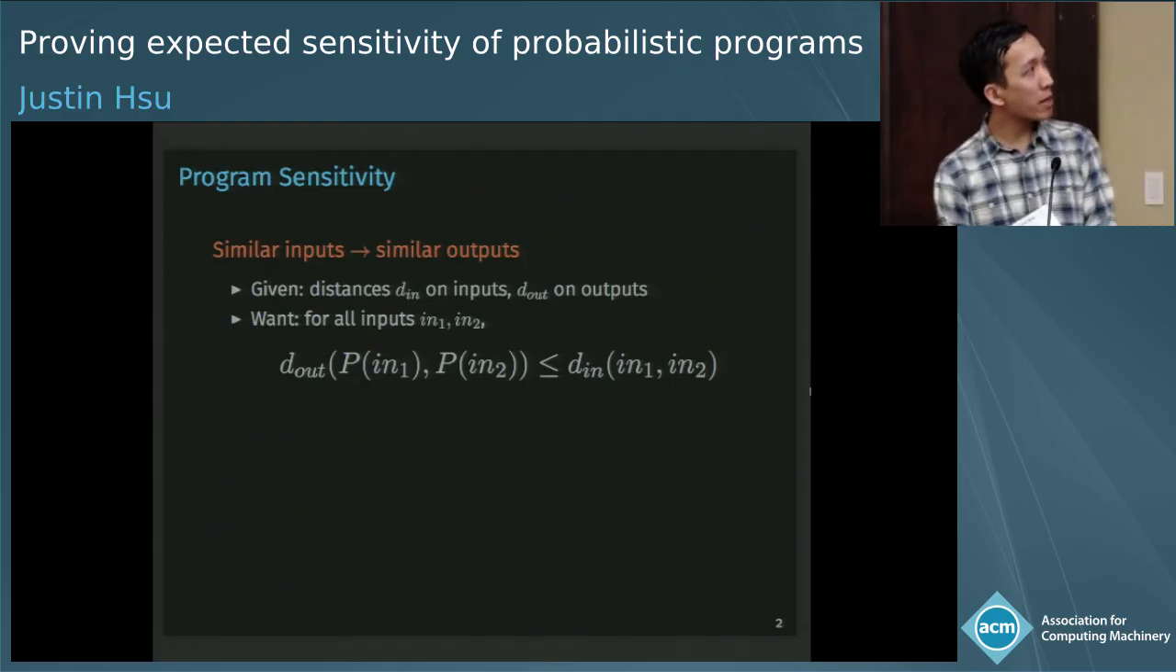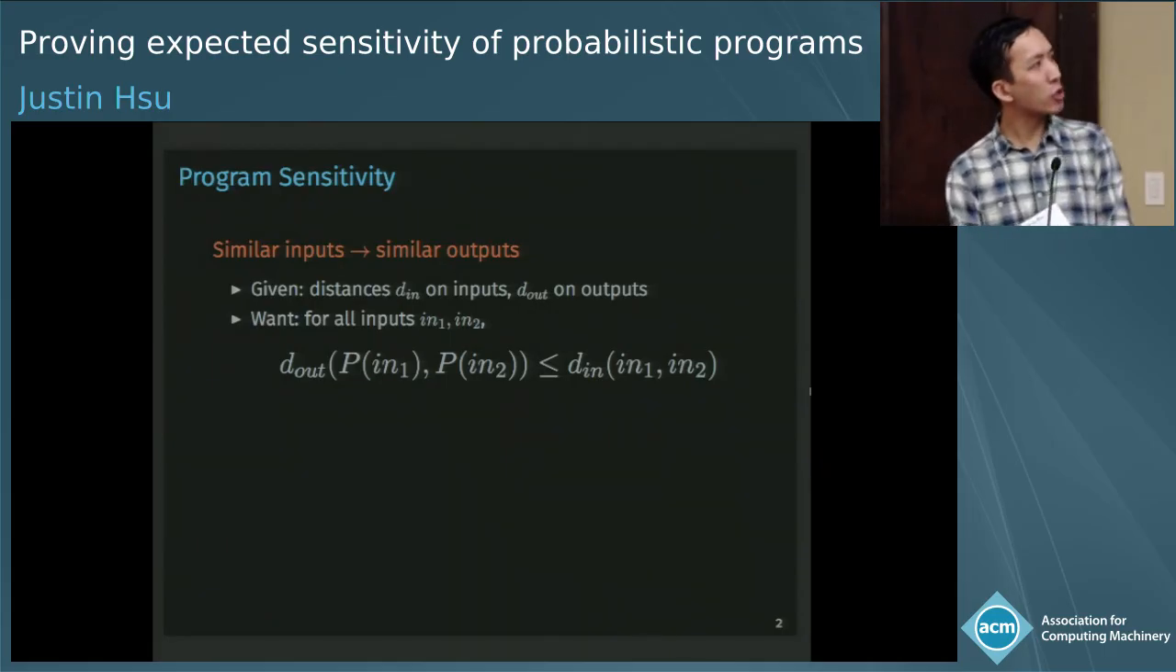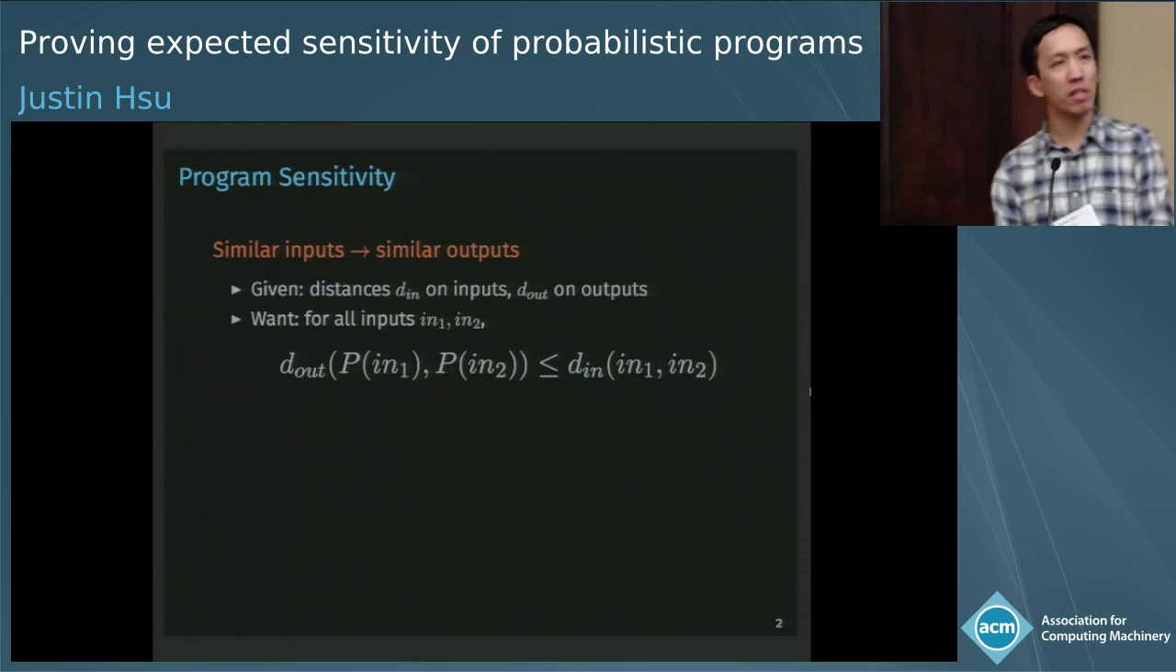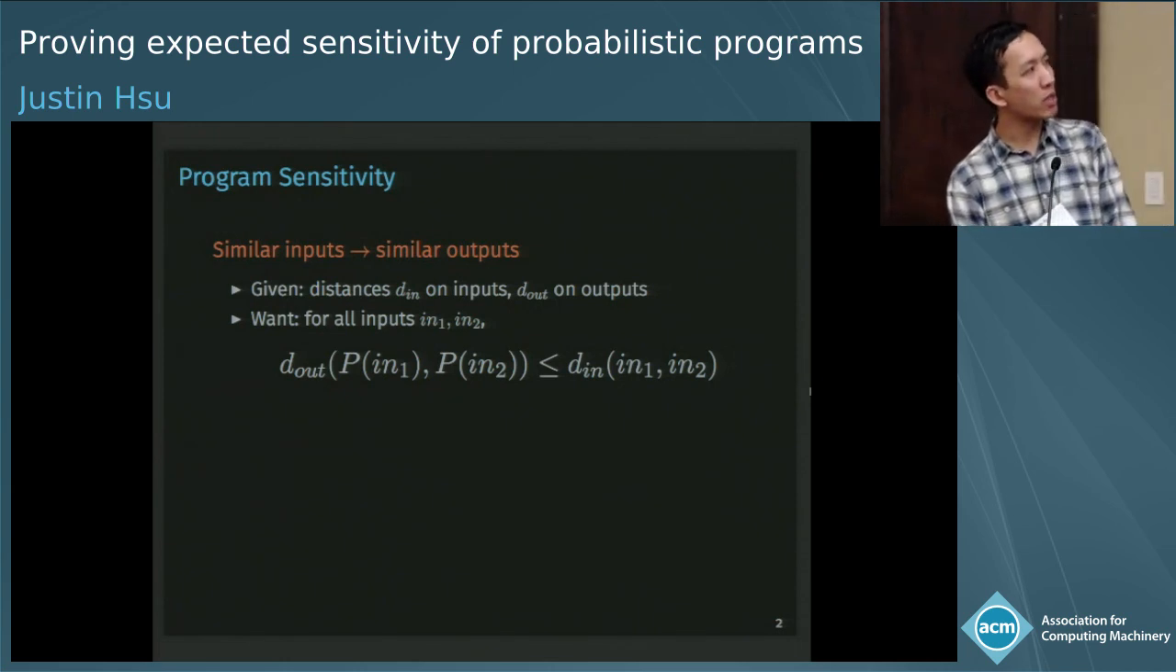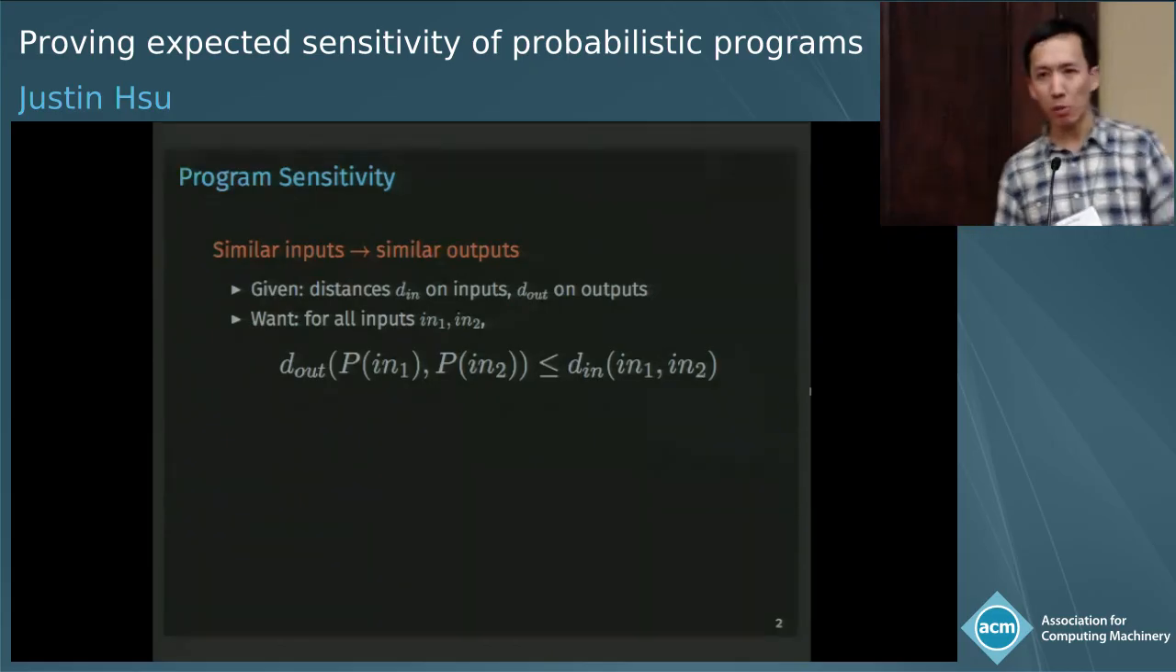And the guarantee we want is that for all pairs of inputs, in1 and in2, the distance between the corresponding outputs after running the program on these two inputs should be less than or equal to the distance between the inputs. Right? So if the distance between the inputs is small, then the distance between the outputs should be small as well.